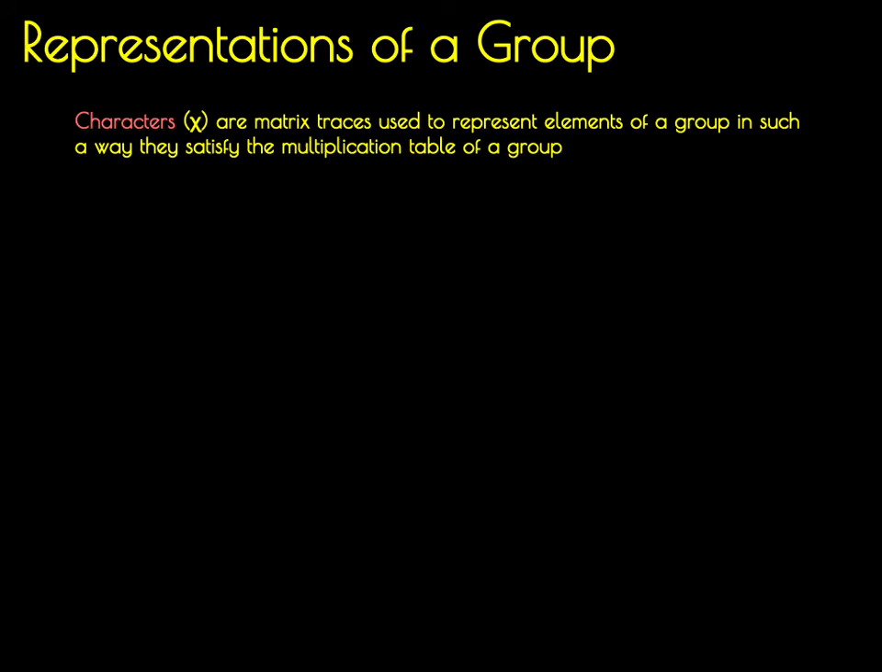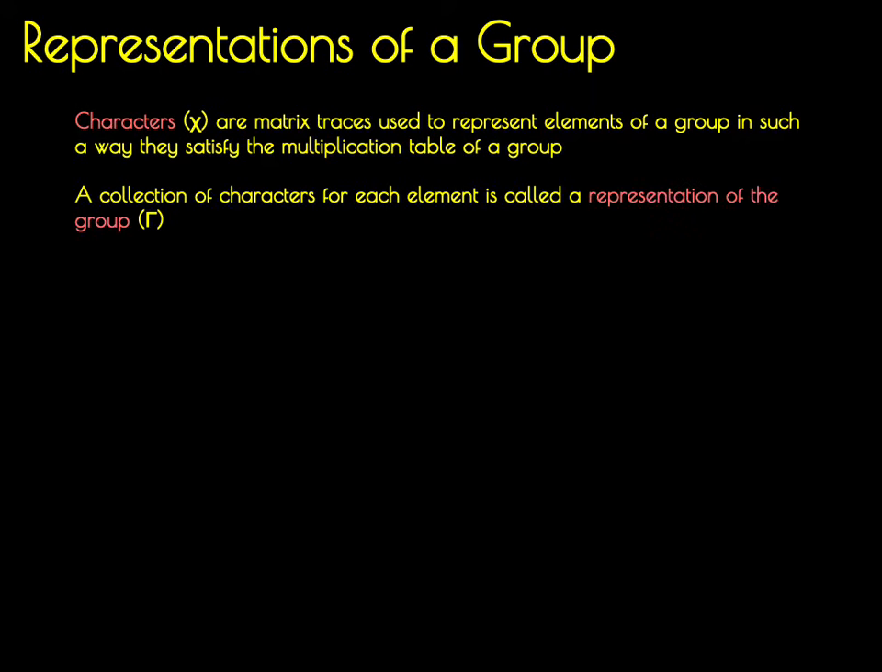A character is the trace of a square matrix that's used to represent different elements of a group in such a way that they satisfy the multiplication table of that group. These characters can be positive and negative integers, imaginary numbers, trig functions, and sometimes matrices. If we collect characters for each symmetry element, what we have is a representation of a group, which is abbreviated with the Greek letter gamma.